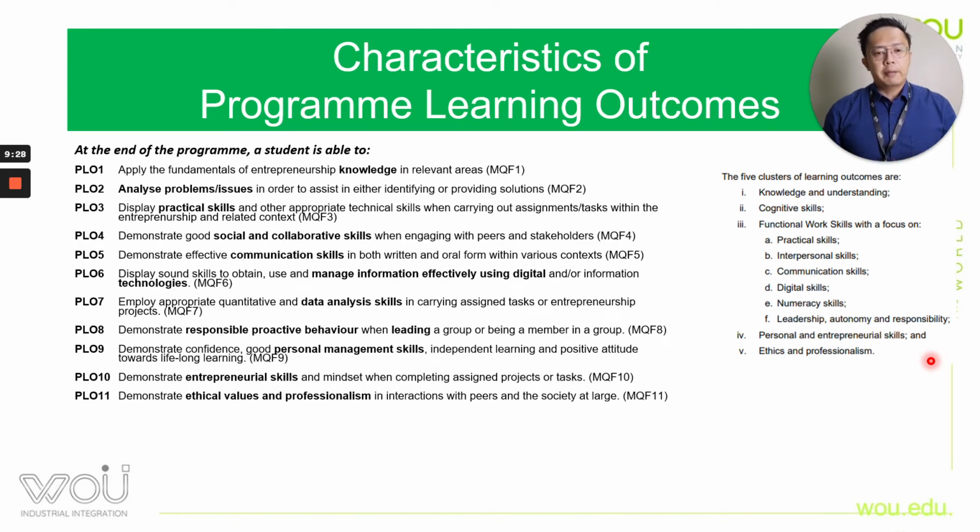Okay, so we have finished discussing the key issues related to program learning outcome. The next one we're going to see is the characteristics of the program learning outcome. You can see that this is a typical example of the PLO developed for a business program. This institution basically uses the 11 PLO approach, so that's why there are 11 PLOs over here.